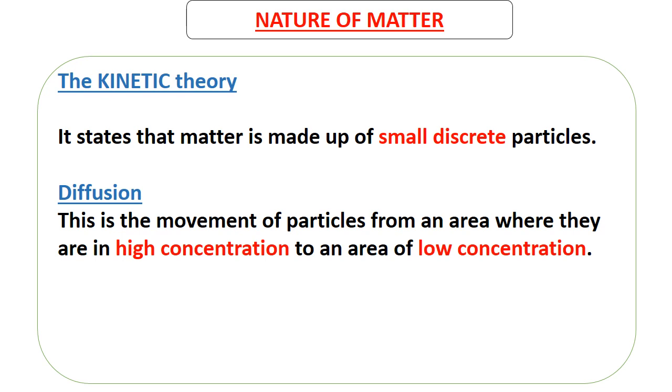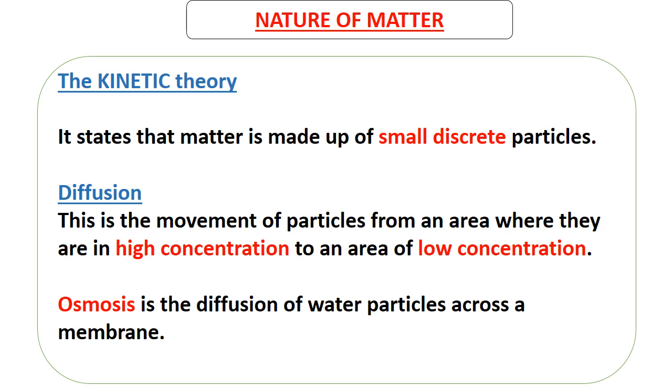Another scientific word that is used to describe the diffusion of water is osmosis, and it is defined as the diffusion of water particles across a membrane. A membrane is like a sieve, something that acts as a barrier between two sides but only allows certain things to pass through it. That's a membrane. So osmosis is the diffusion of water particles across a membrane. Diffusion can be anything, but osmosis is only concerned with water and a membrane.